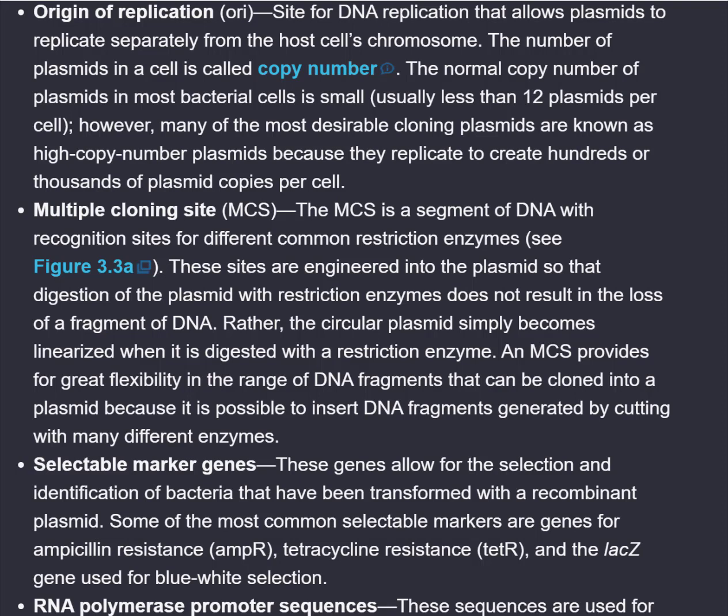However, many of the most desirable cloning plasmids are known as high copy number plasmids because they replicate to create hundreds or thousands of plasmid copies per cell.